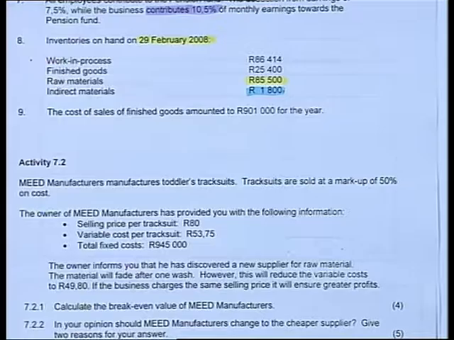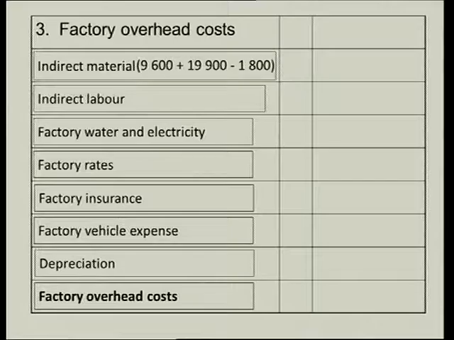Okay, so let's fill in the amounts. Let's go to the PowerPoint and fill in the amounts. There I have my indirect materials. I have 9,600, that's opening stock, plus 19,900, that is purchases, minus 1,800, that's closing stock. So that gives me 27,700. And a lot of learners make a mistake here. Okay, they don't put in the opening stock, they only put in the purchases. This is a stock account, opening stock plus purchases minus closing stock.